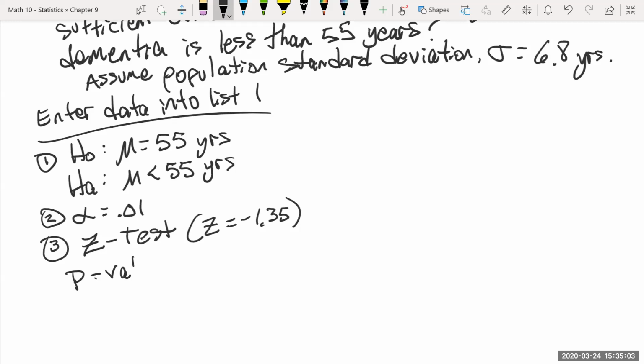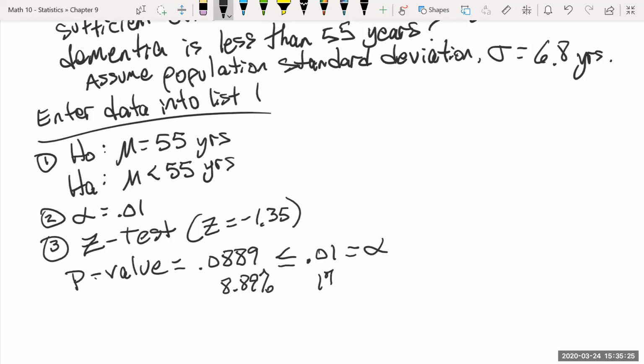But it's the p-value that we're going to use. Our p-value was equal to 0.0889. Again, if you think about that as a percentage, it's 8.89%. We check to see if that's less than or equal to 0.01, which was my alpha, which is 1%. Notice this is not less than alpha. So I'm going to cross that out. I'm going to say, no, it is not less than or equal to, so we don't reject the null hypothesis.